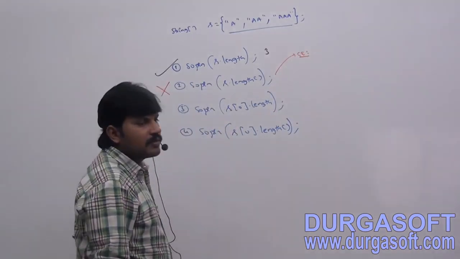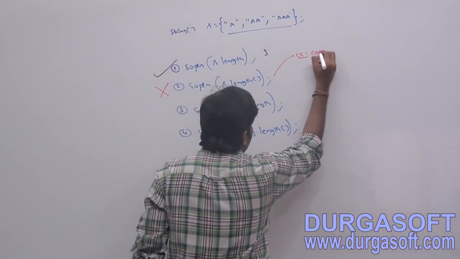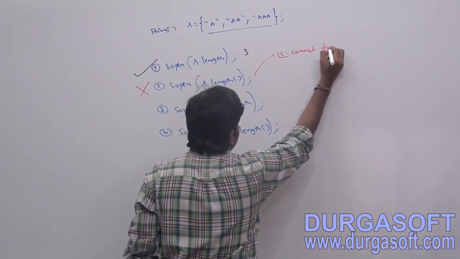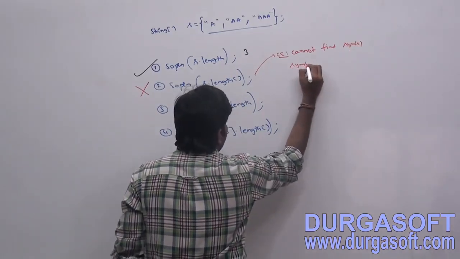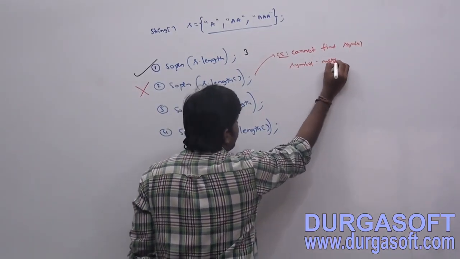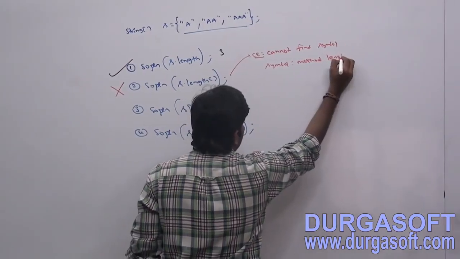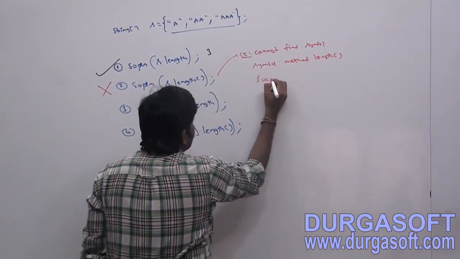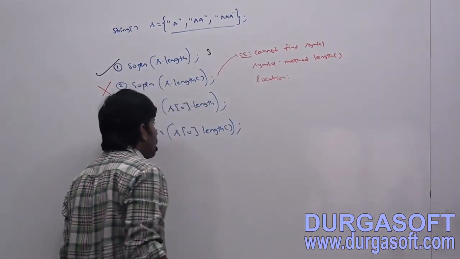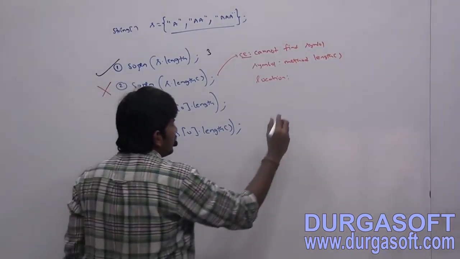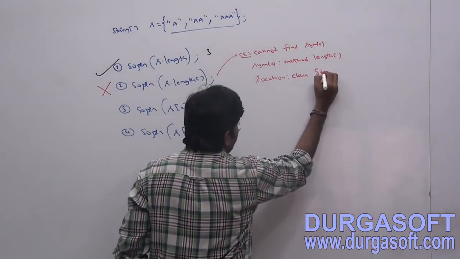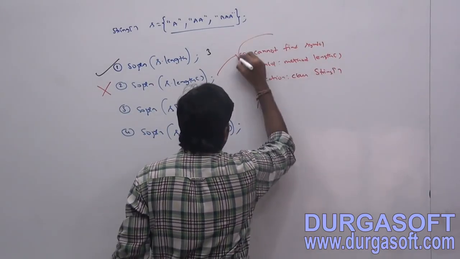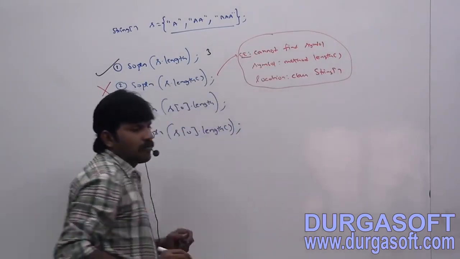We will get a compile time error. What is that error? Cannot find symbol. Which symbol? Method length. In which location? s is what type? String array. For the string array class, the length method is not applicable, right?